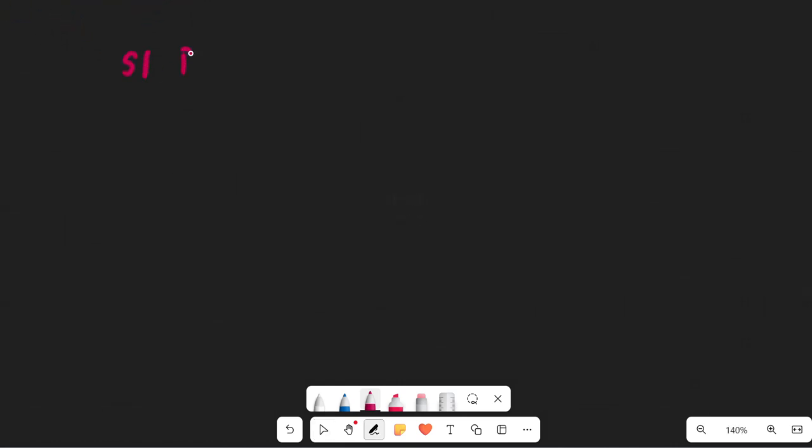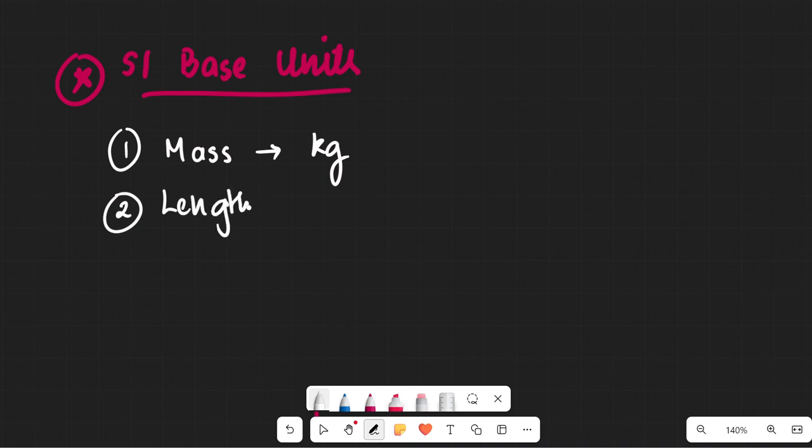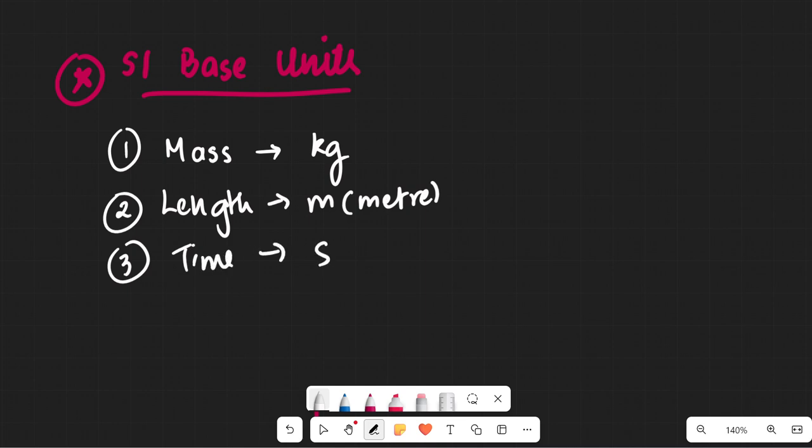Now the next thing we're going to learn about is the SI base units. I think there are 7 of these, and it's very important to learn these. Again, they come up a lot in the MCQs. The first SI base unit you need to know is mass, and the unit is kg. Number 2, we have length, and the unit is meters. Thirdly, we have time, which is in seconds.